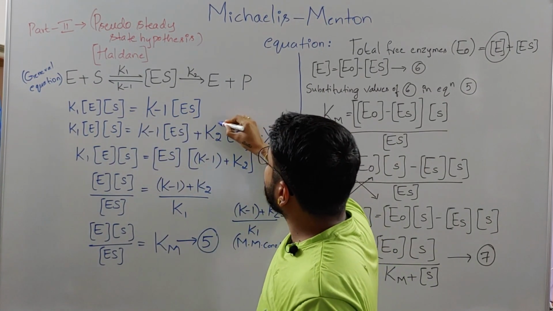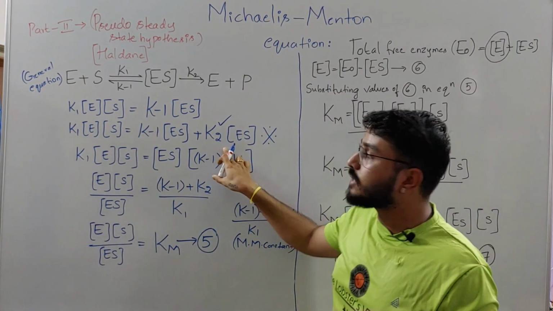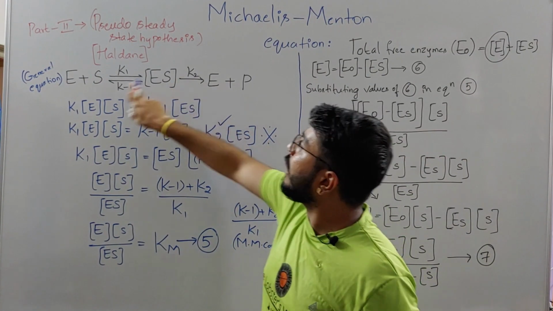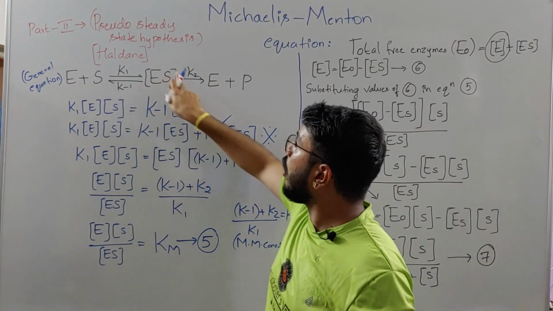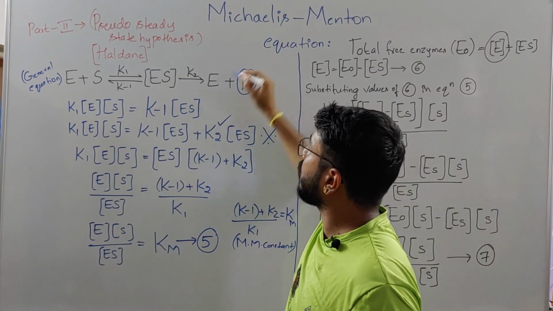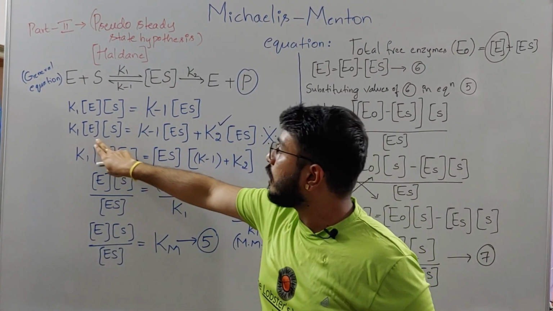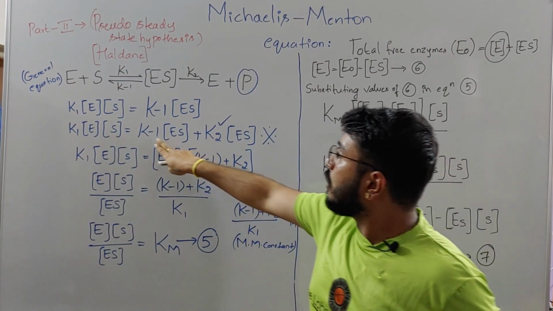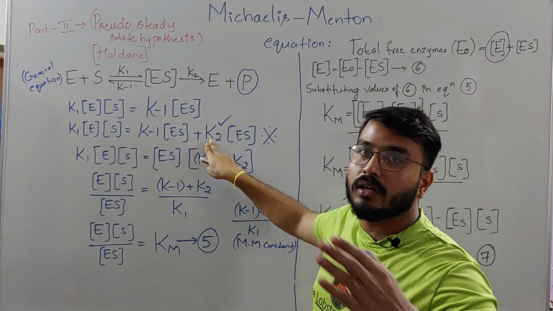But here he has taken a subsidiary step, or a second step, where the K2 enzyme substrate complex can disintegrate back into the enzyme and substrate molecule, or it can move ahead with the formation of the product molecule and enzyme molecule.